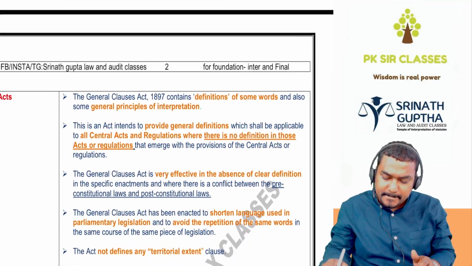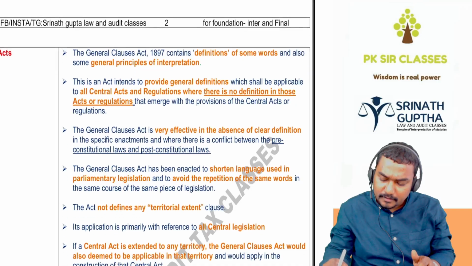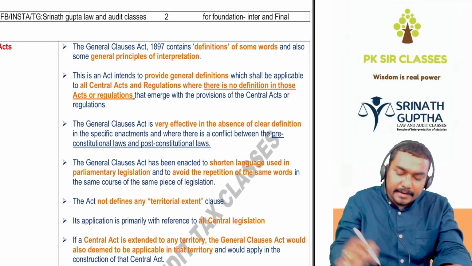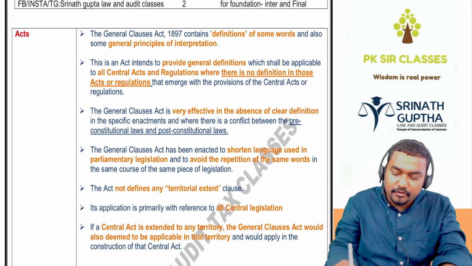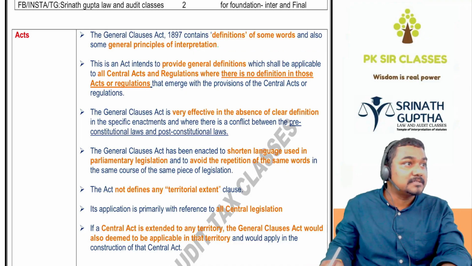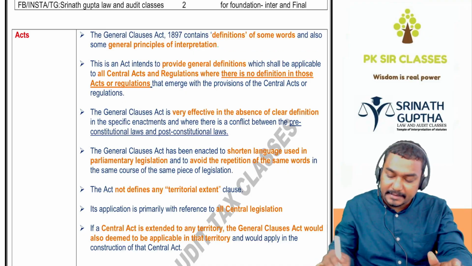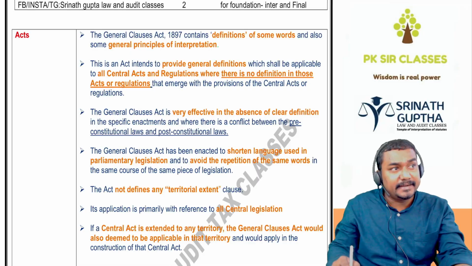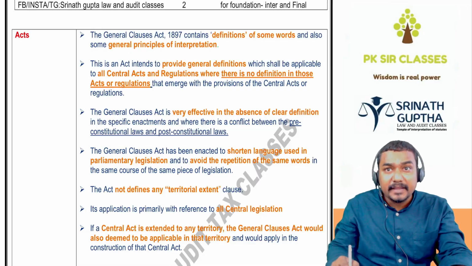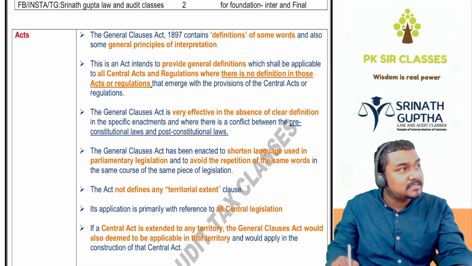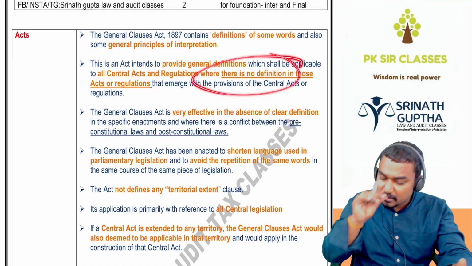So it contains the definition of a few words which can be applied to any act. Whenever the special act is silent regarding the definition of any word, we will take that word's meaning from the General Clauses Act.